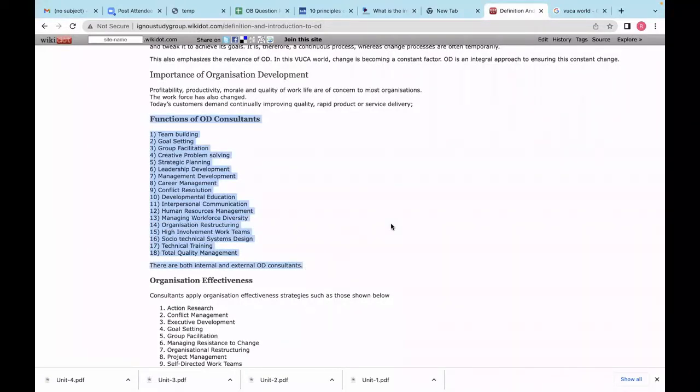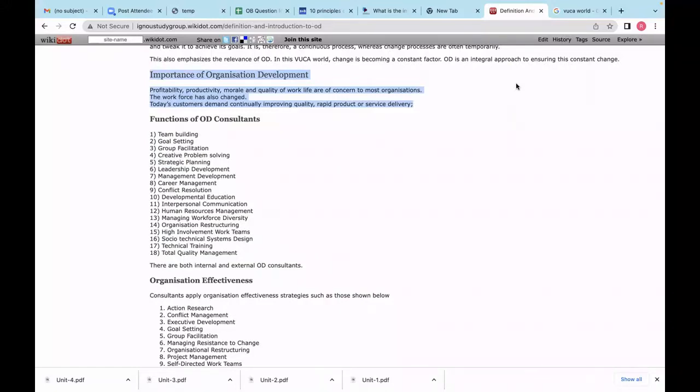There is one more thing before functions, that is the importance of OD. Having said so much, I think everybody is aware of how important OD is, right? This is required to make the organization profitable, keep it effective, increase the productivity of the employee, keep employees happy, etc. All those things to do good for the organization, right? That is the importance.